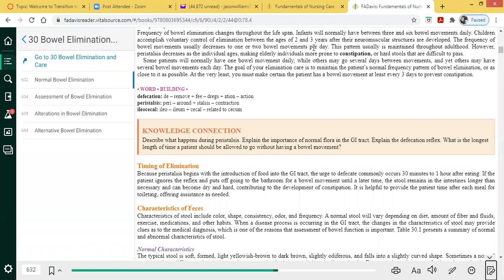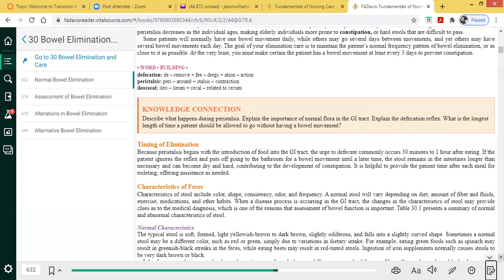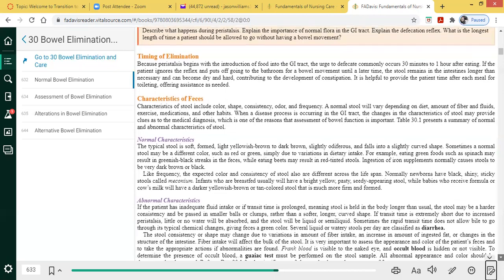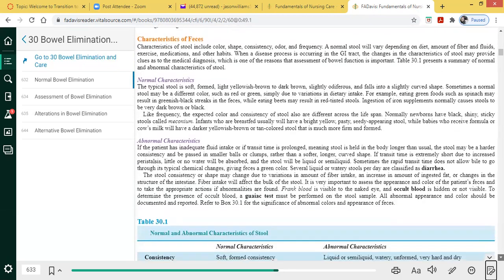And the book talks about the timing of elimination. If an individual ignores the reflex and puts off going to the bathroom for a bowel movement until a later time, the stool remains in the intestines longer than necessary and can become dry and hard, contributing to the development of constipation. It talks about the characteristics of feces. The characteristics of stool include the color, the shape, the consistency, the odor, and the frequency.